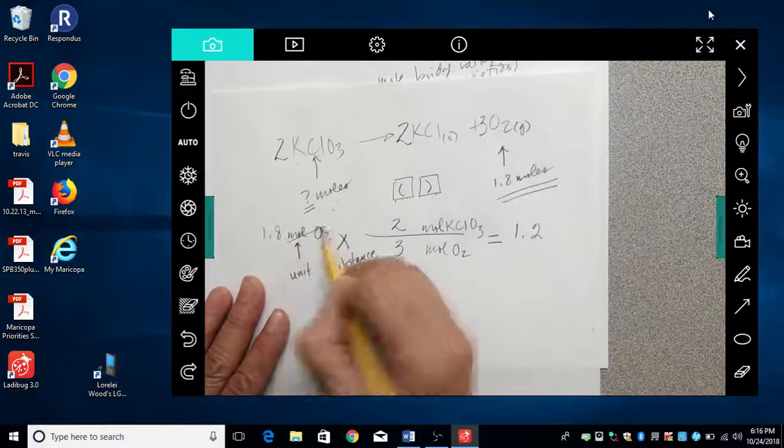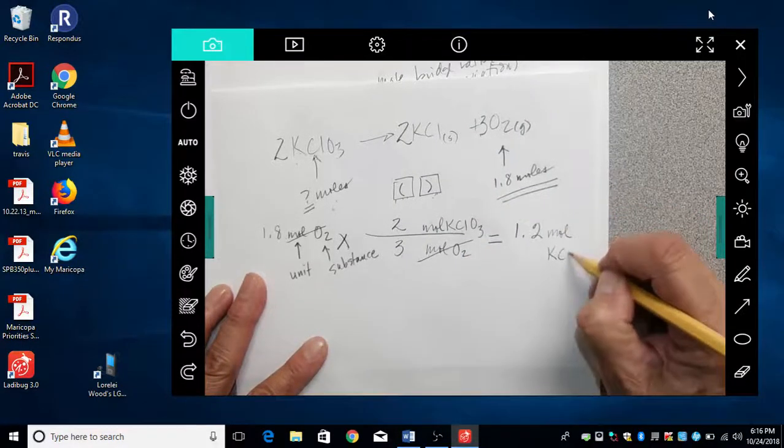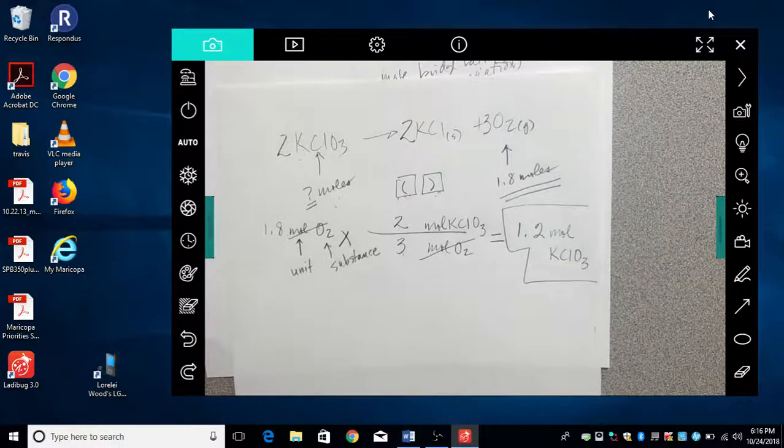And since moles of oxygen canceled, our units in the substance that we're going to come through in the equation is moles of KClO3. So that's the simplest of the mole-to-mole conversions in this particular homework assignment. Let's look at number 2.